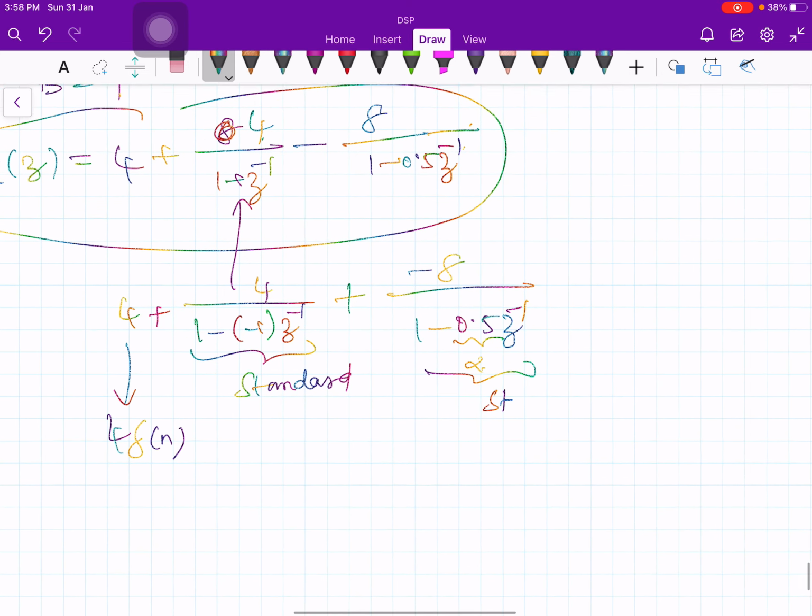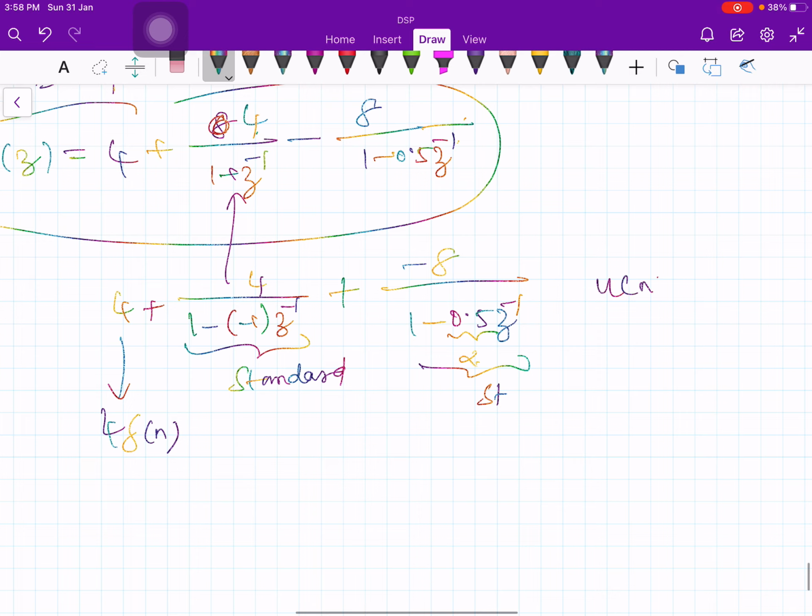Now the question is, should I put u of n or u of minus n, whether it is right sided or left sided? How can I choose the ROC? Because ROC is not given in this problem. So in the inversion we have a problem. Suppose, let us assume the following case. Suppose the ROC is 0.5 less than mod of z less than 1. What do you mean by this?